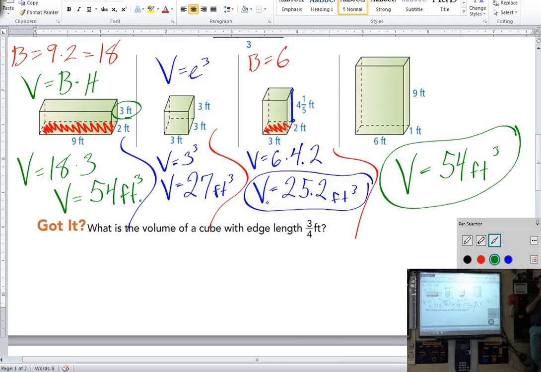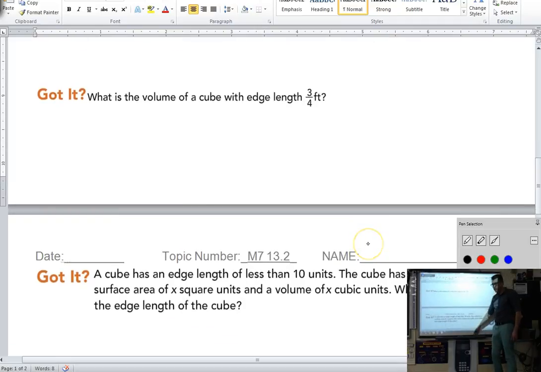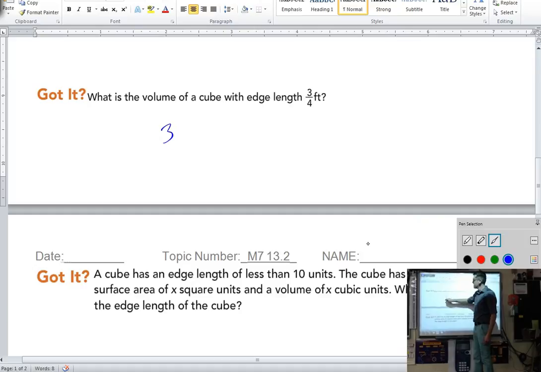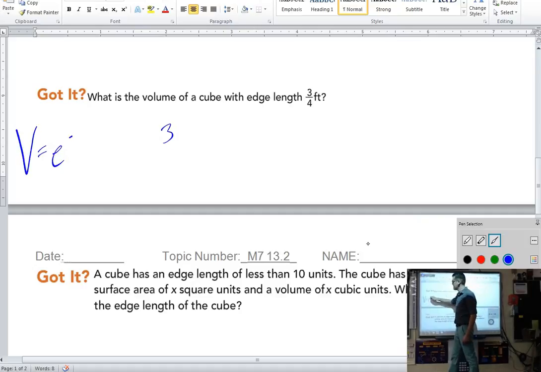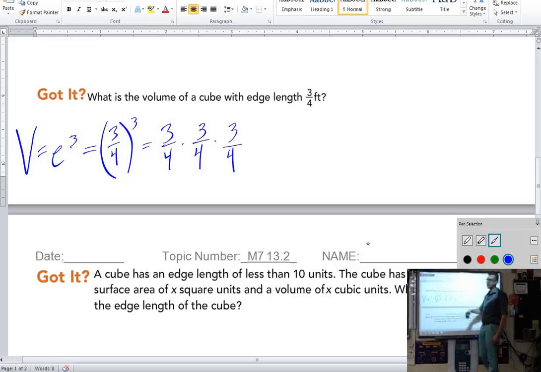So now, what if my edge length is less than 1? My cube formula would still be edge length cubed, but my edge length here is 3/4. If I cube a fraction, volume is edge length cubed, so that becomes 3/4 cubed, which really becomes 3/4 times 3/4 times 3/4.